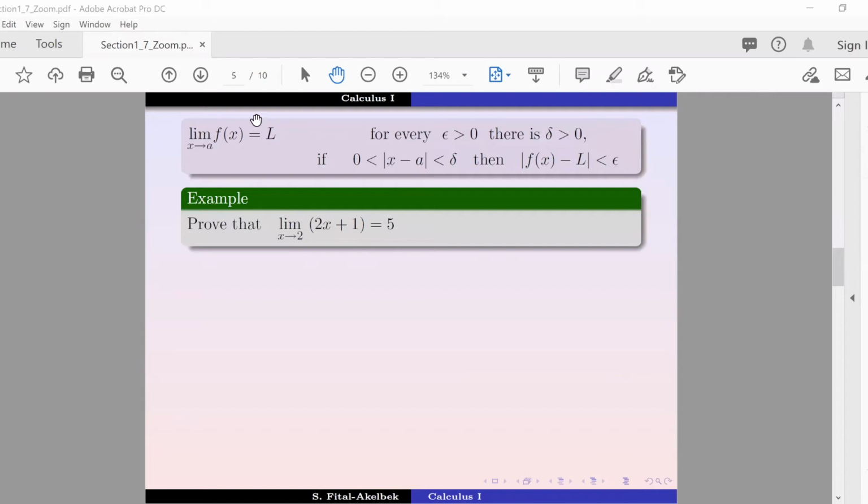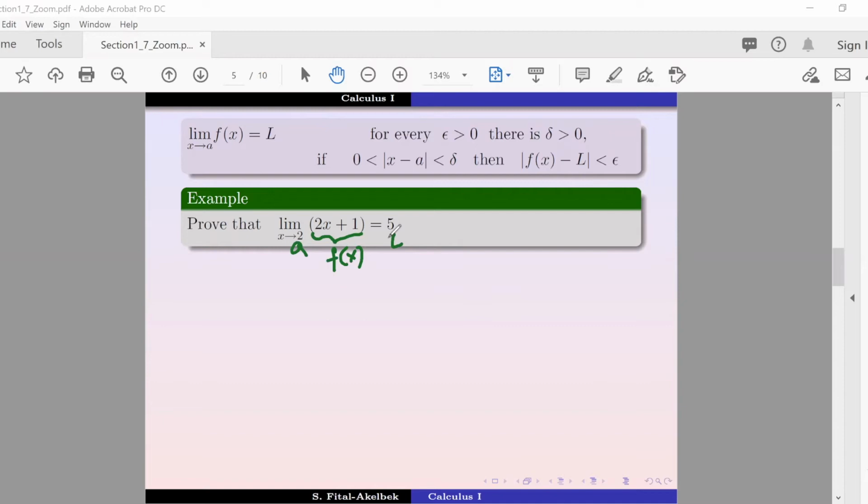And I rewrote the definition right here so we can see what we have. The limit as x goes to a of f of x equals L if for every epsilon there exists delta such that those two inequalities hold. So first thing we need to do is identify what is my a. This is my a, so a is 2. My f of x is this function, right? And this is my L.